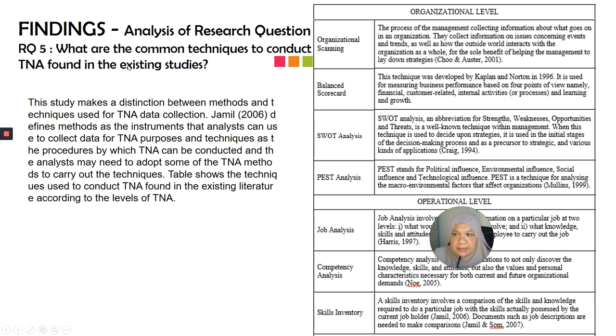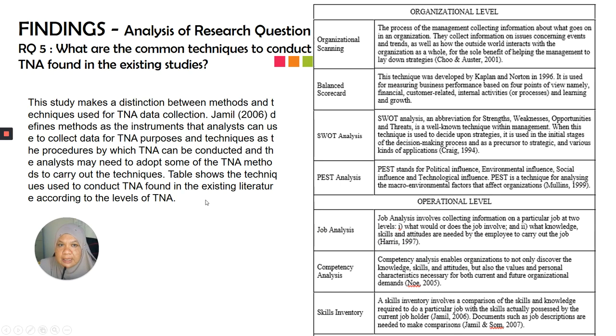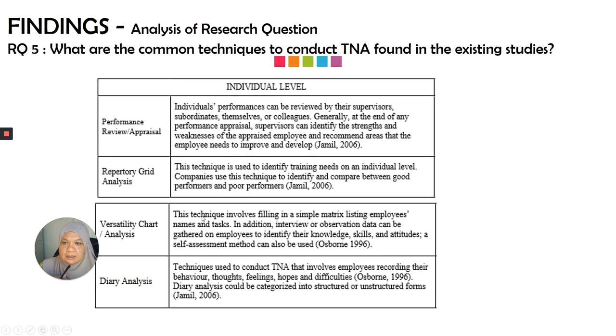Okay, for research question number 5, what are the common techniques to conduct TNA found in existing study? This one is how we can do TNA. In the organization level, we have organization scanning, balance scorecard, SWOT analysis or PEST analysis. Okay. For operational, they have job analysis, competency analysis, and skill inventory. And at individual level, they have performance review, repertory grid, versatile chart, and diary analysis.